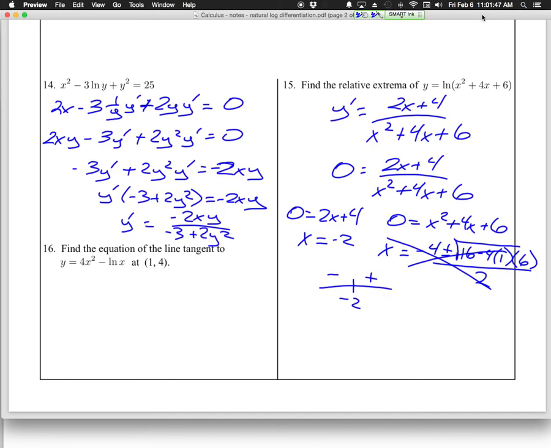So what do I have at negative 2? Y prime changes from negative to positive. If I wanted to find the minimum value, what would I do? Because that's where the minimum is at. Where do I get the minimum value from? Plug in negative 2 for x. Into the original. Correct.